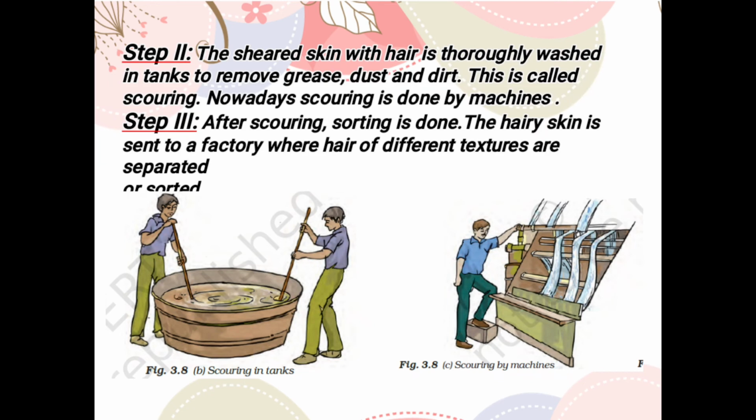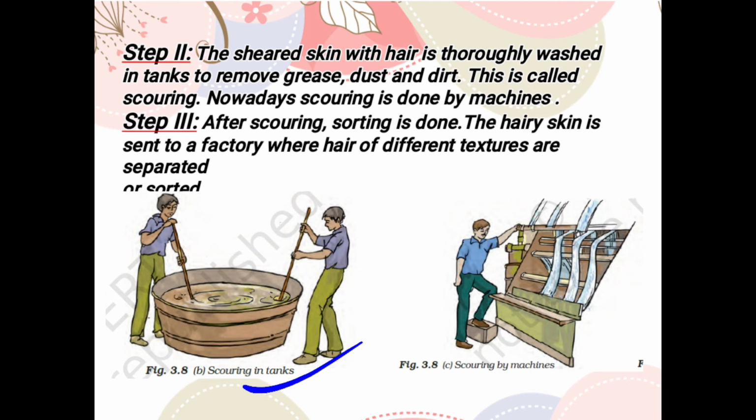So the process of removal of this dust, dirt, etc. from the sheep's hair is called what? This is called scouring. And nowadays it is also done by machines, but in earlier days it was done by people by washing it in the tanks. Now here you can see that the people are washing the sheep's hair, so that they can remove whatever dirt or grease, etc. gets accumulated in the sheep's hair.